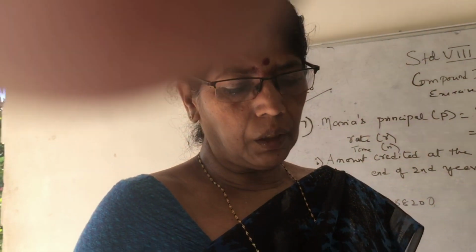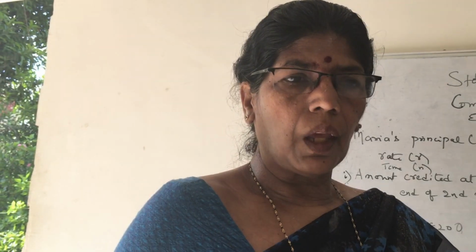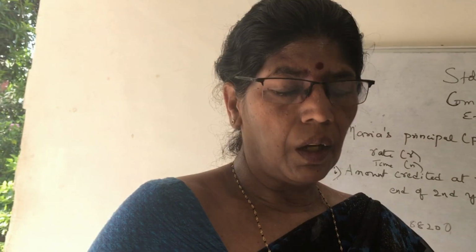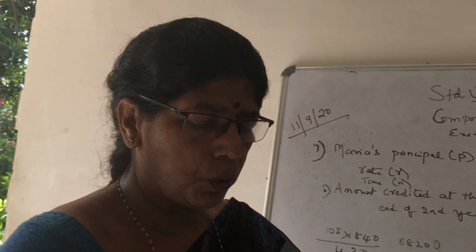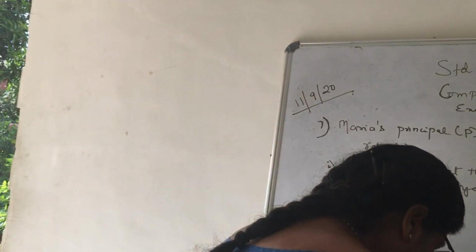And coming to the second bit, children, the interest for the third year. The amount at the end of the second year will be the principal for the third year, children. Amount at the end of the second year is the principal for the third year. Rate is the same because they asked only for the third year, children. Time N is equal to 1 year.